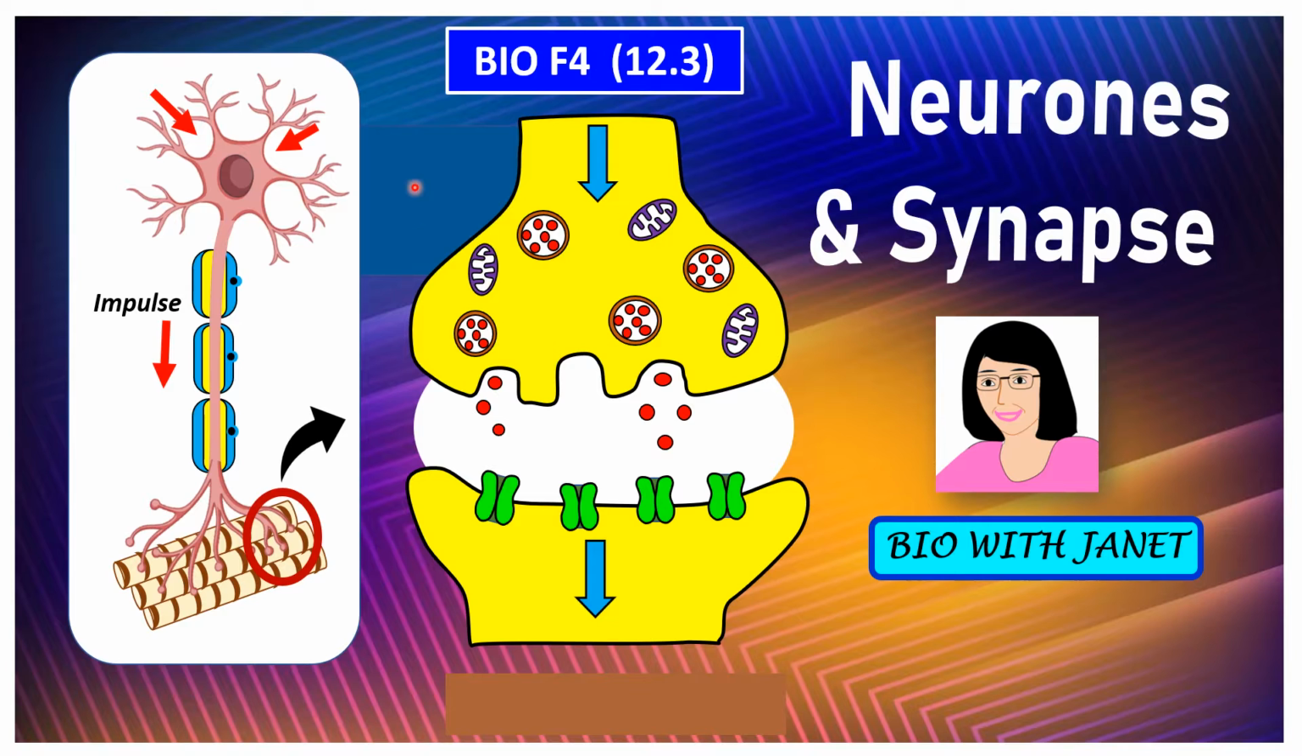I'm teacher Janet and today we'll be discussing Biology Form 4 subtopic 12.3 entitled Neurons and the Synapse. Let's find out how neurons or nerve cells are specially adapted to transmit nerve impulses efficiently throughout the nervous system for the survival of the organism. Then we are going to also study about the synapse, which is a gap between two neurons. Let's find out how impulses are transmitted across the synapse.